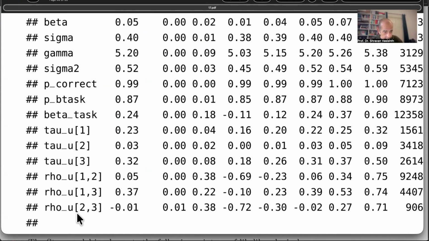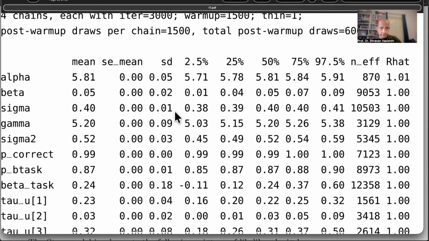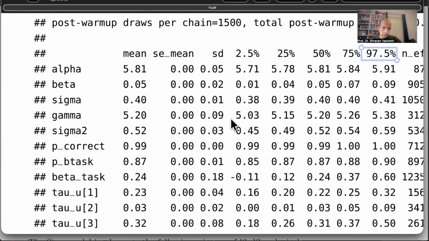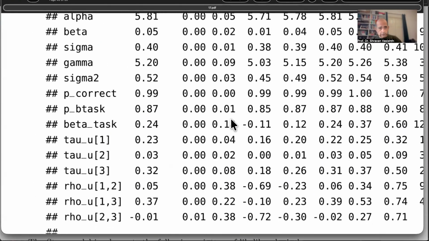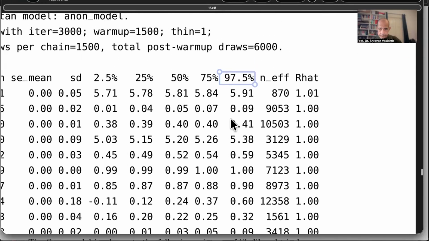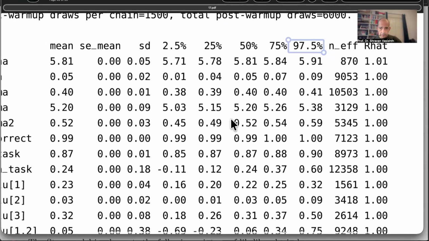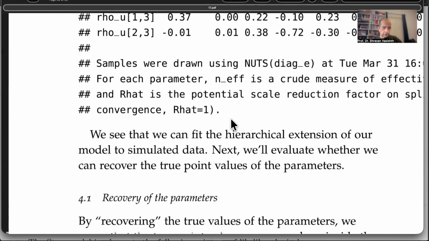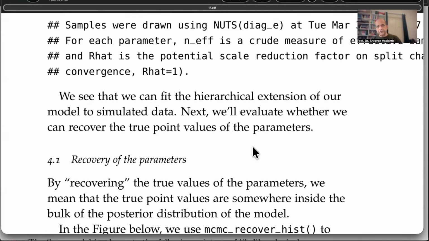Yeah, these are the three correlations you can see, along with the 95% credible intervals. And the fit seems okay. If you look here, everything looks fine. And so we can fit the hierarchical extension. It's not a big deal.